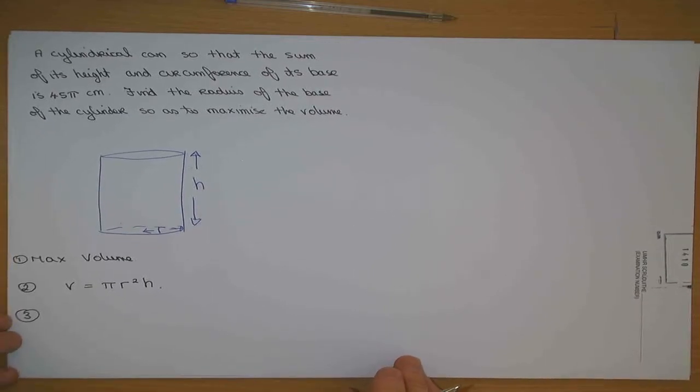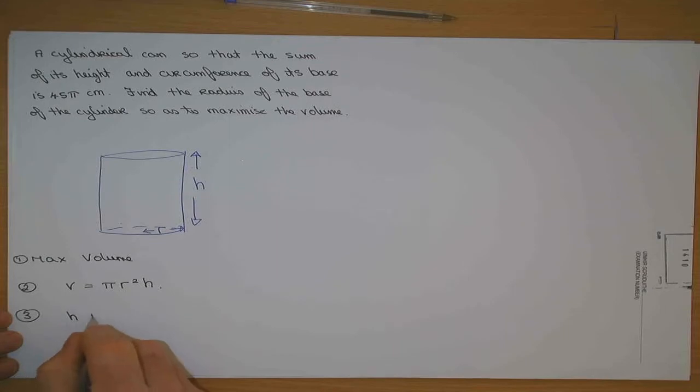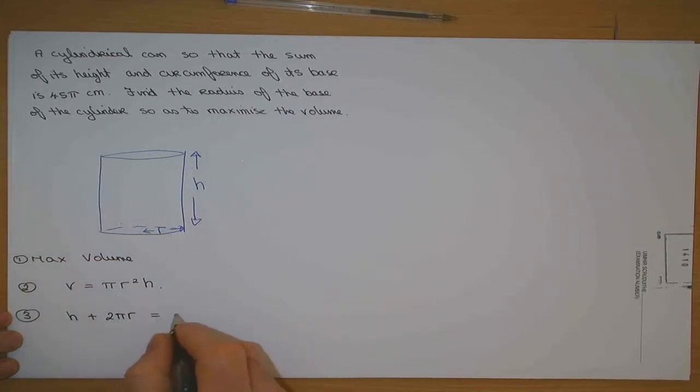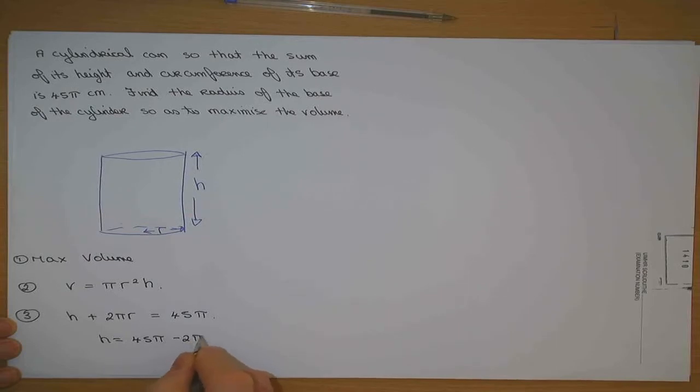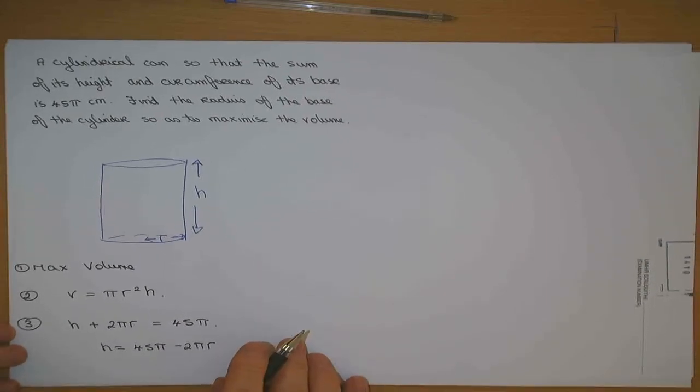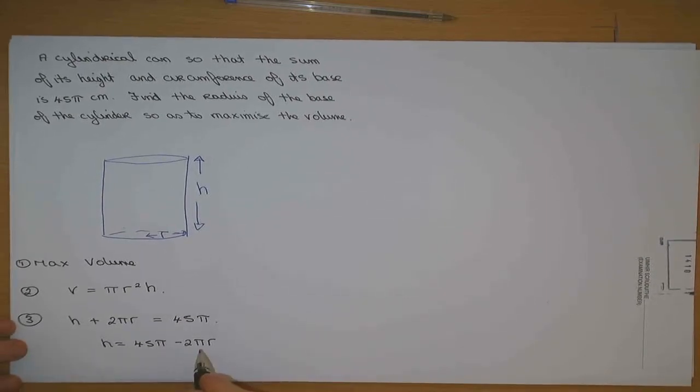The height and the circumference of its base. The height and the circumference of the base has to work out to be 45 pi. Do you understand that? What will that allow me to get, h or r? Well, h is equal to 45 pi minus 2 pi r. 45 pi is what? Constant. So I can differentiate it. So that's h in terms of r.